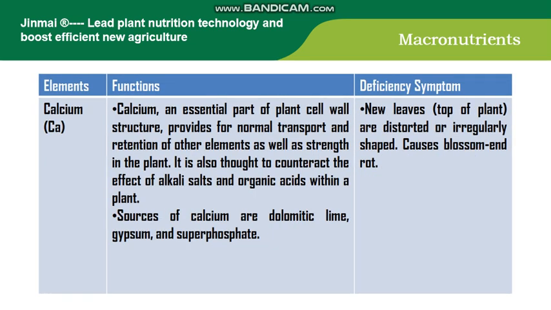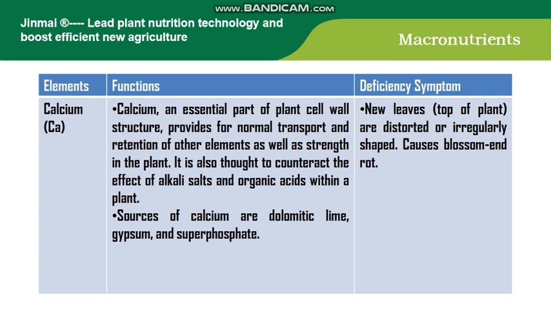Elements. Calcium, Ca, functions. Calcium is an essential part of plant cell wall structure, provides for normal transport and retention of other elements as well as strength in the plant. It is also thought to counteract the effect of alkali salts and organic acids within a plant. Sources of calcium are dolomitic lime, gypsum, and superphosphate.